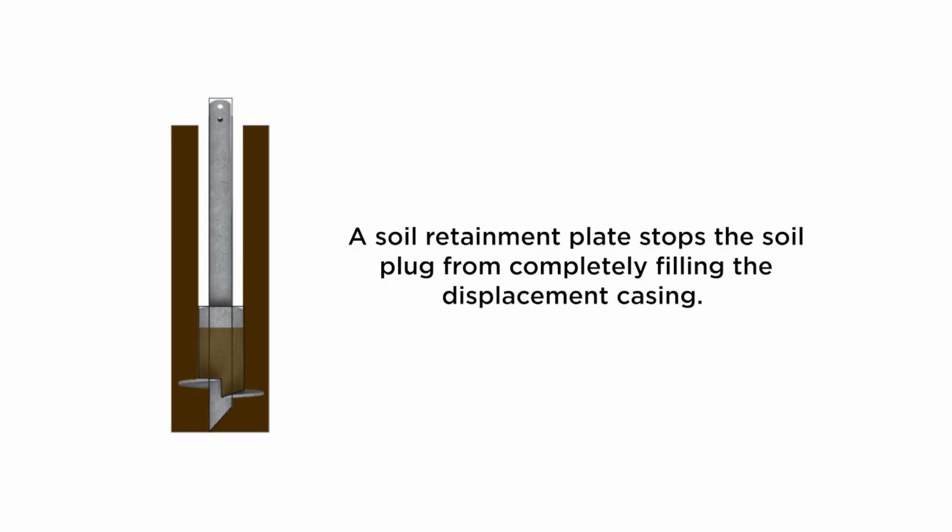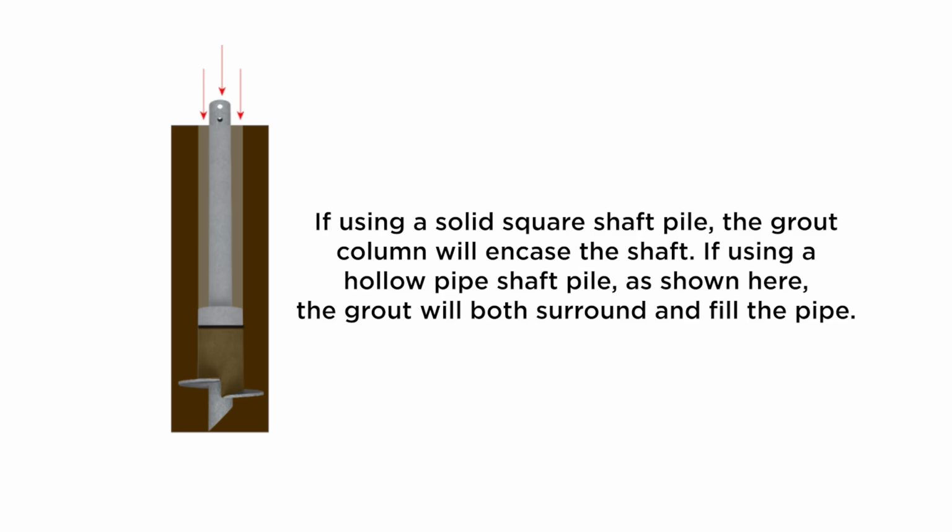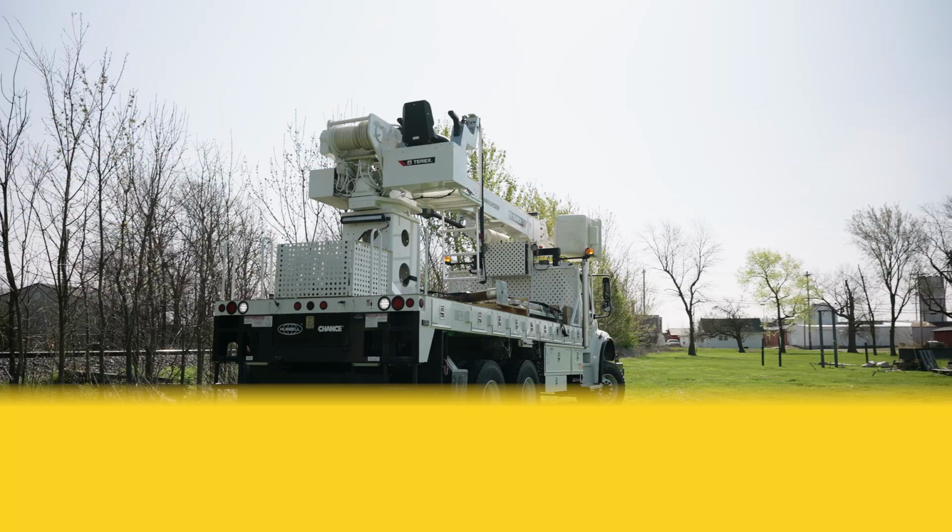A soil retainment plate stops the soil plug from completely filling the displacement casing. Grout is gravity-fed as the pile is installed. The retainment plate prevents cross-contamination between the soil plug and the grout column. If using a solid square shaft pile, the grout column will encase the shaft. If using a hollow pipe shaft pile, as shown here, the grout will both surround and fill the pipe.